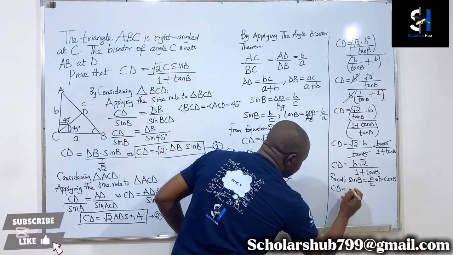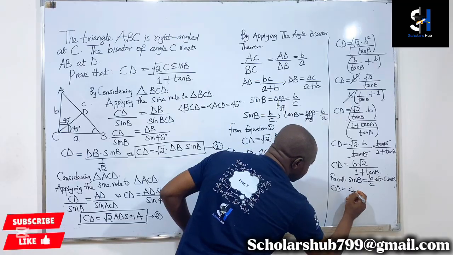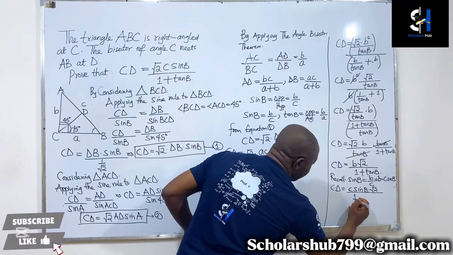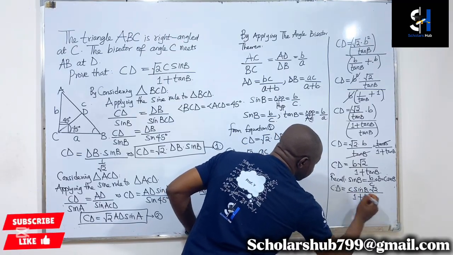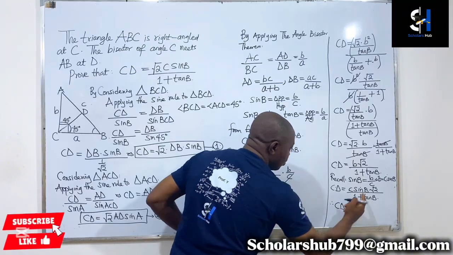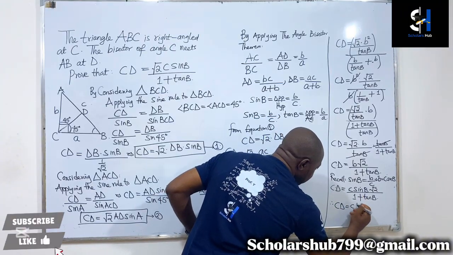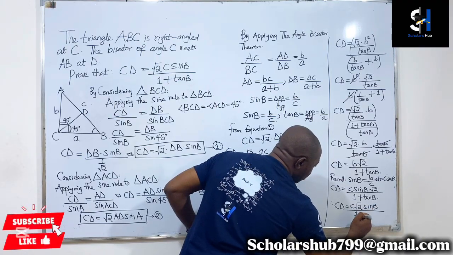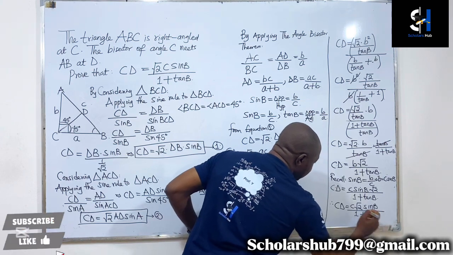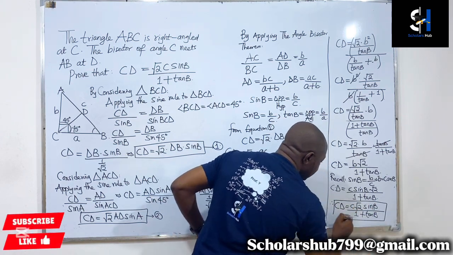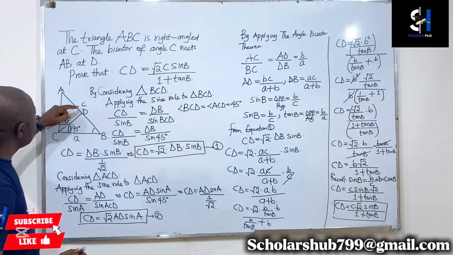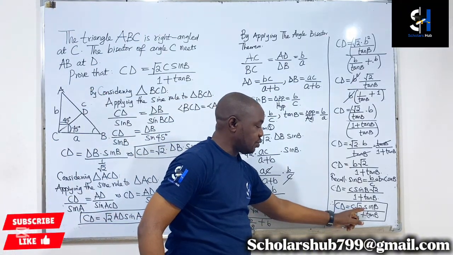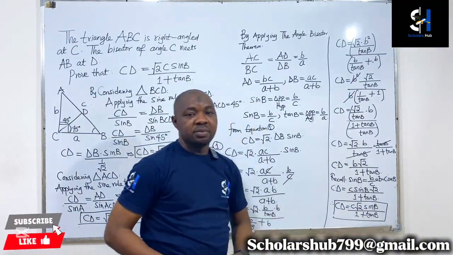So we have CD equal to, B is now C sine B, then multiplied by radical 2 over 1 plus tan B. Therefore, CD will be equal to C radical 2 sine B divided by 1 plus tan B. And we have just proved that side CD is equal to the product of C radical 2 sine B divided by 1 plus tan B.